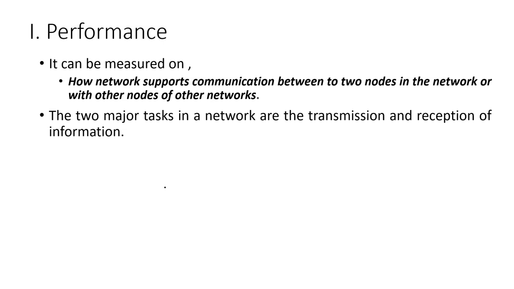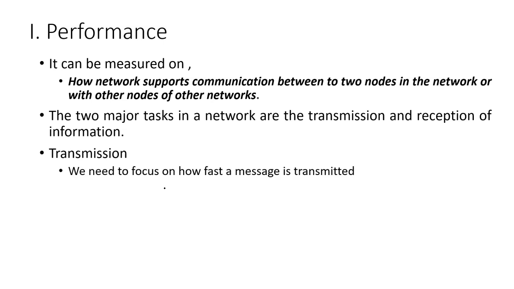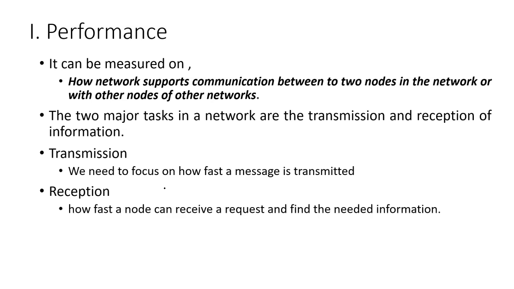The two major tasks in a network are the transmission and the reception of information. Under transmission, we need to focus on how fast a message is transmitted from one point to another point. And under reception, we can say how fast a node, that is receiver, can receive a request and find the needed information.